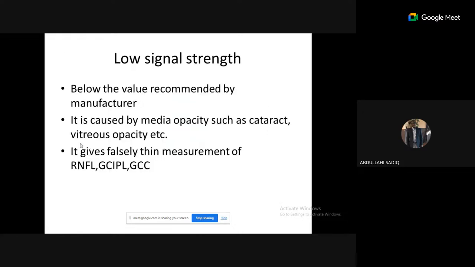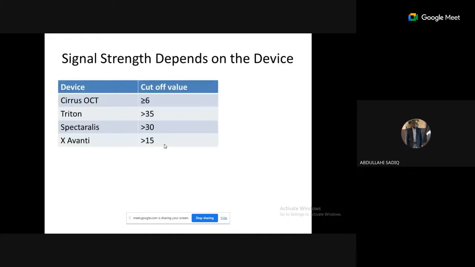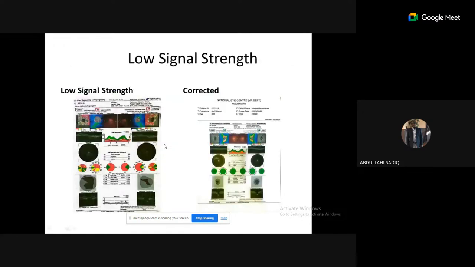The commonest cause of poor signal strength is media opacity, cataract, and other forms of opacity like vitreous opacity, and even corneal edema. Now, this is important. This is a very significant error because it gives a false thin measurement of the retinal fiber layer, ganglion inner plexiform layer, and ganglion cell. Now, this is OCT of the same patient taken on the same day. You can see the first scan shows poor signal strength, and you can see all these red areas that show areas of loss.